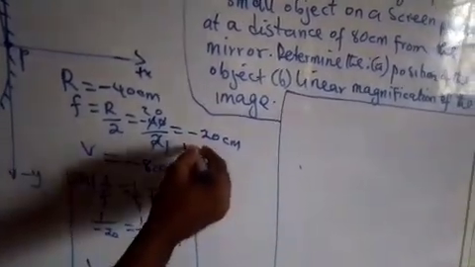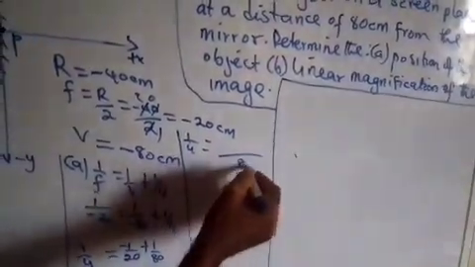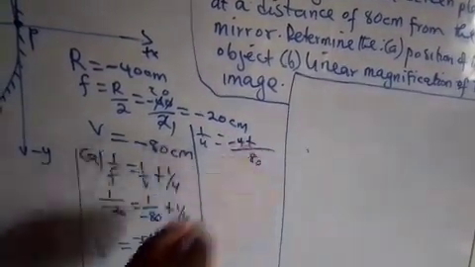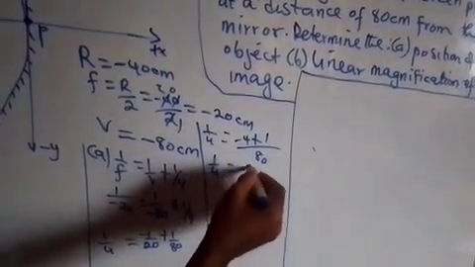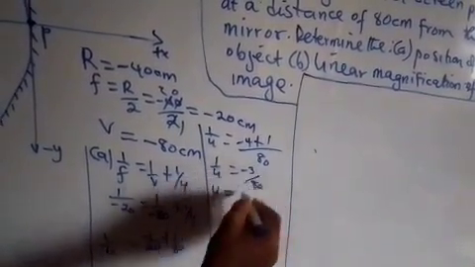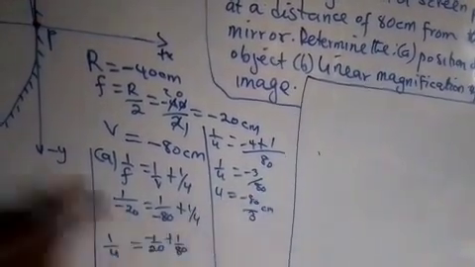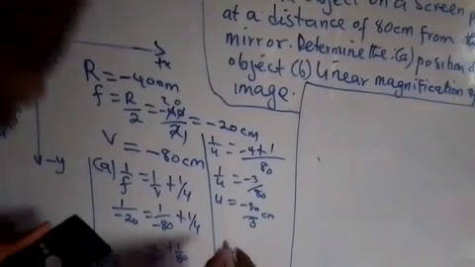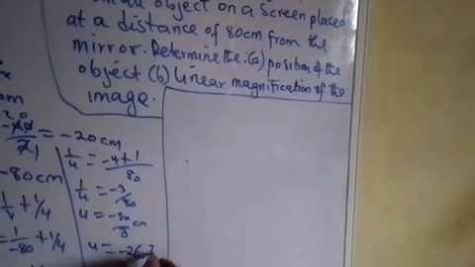1 over u is equal to, I take LCM of 20 and 80, that is 80. 20 divided 80 is 4. 4 times minus 1 is minus 4, plus 80 divided 80 is 1. 1 times 1 is plus 1. So have 1 over u as minus 3 over 80. So invert this to get u. We invert this as well to get minus 80 over 3 cm. To put it in decimal, you divide on your calculator 80 divided by 3. You have u as minus 26.7 cm.